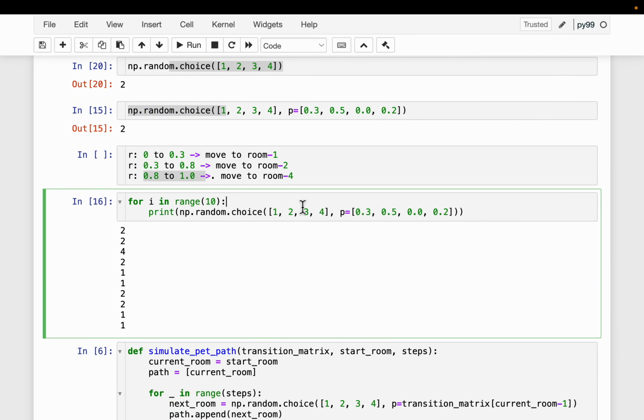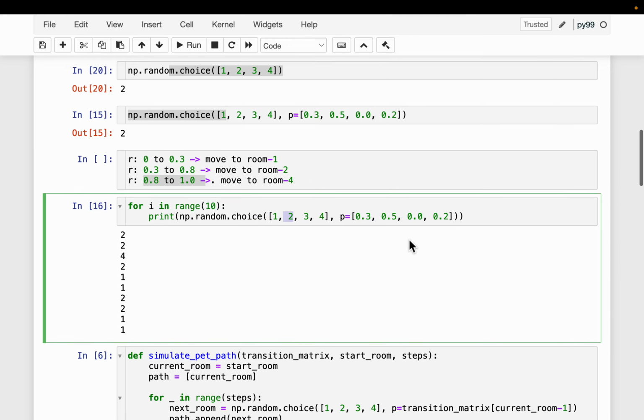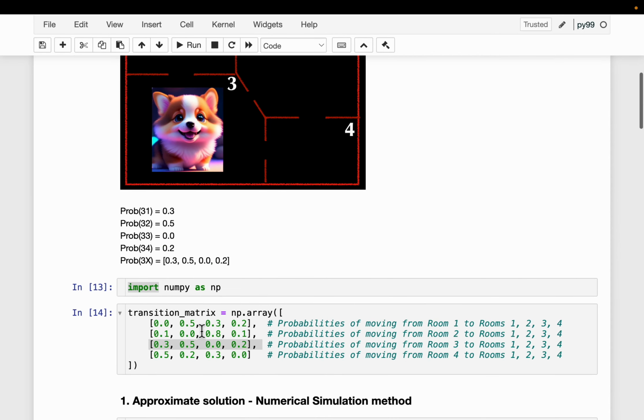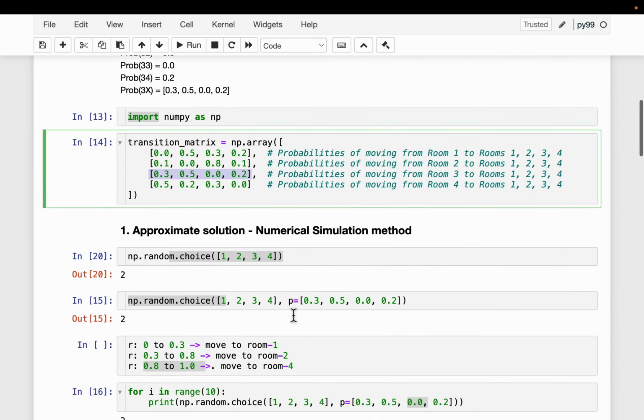All right. So if I run this function, let's say 10 times, 50% of the time, which is 5 times, we are likely to get number 2 as the outcome. As you will see, 2 is the most common one. The least likely one is number 4 because it has a probability of only 0.2 or 20%. And we will never get room number 3 because its probability is 0. Once the cat is in room 3, it has to move to one of the other rooms. It does not remain in the same room because that's how we defined it.